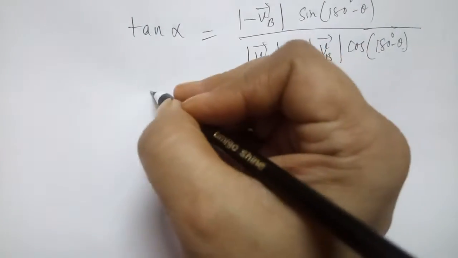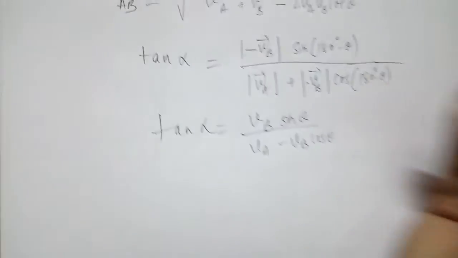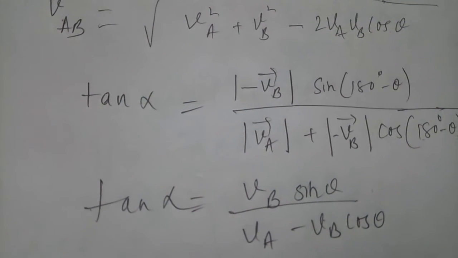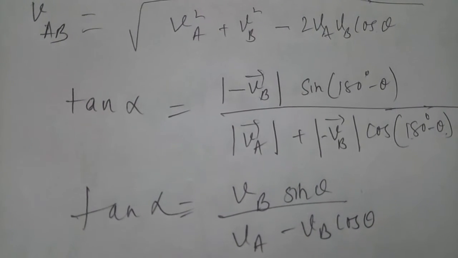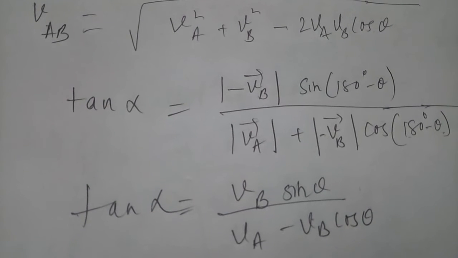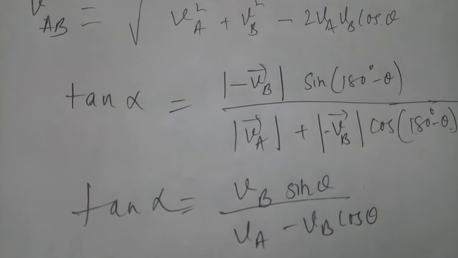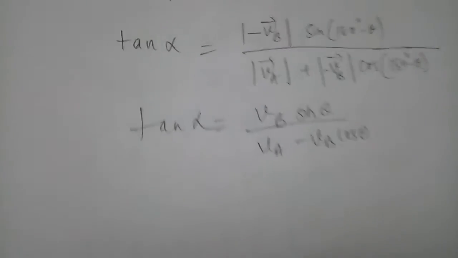So this is the angle we have found, and this is the magnitude we have found. So we have found the value of the magnitude as well as the direction of the relative velocity, that is, the relative velocity of a with respect to b. But then we can have some special cases here.